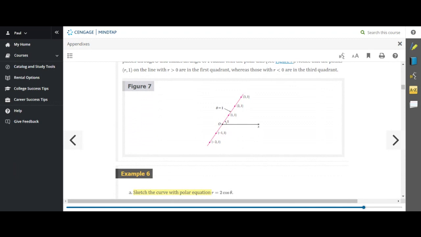Okay, every one of those points on there, and those red points, (1, 1), (2, 1), (3, 1), those are in polar coordinates. The first value is the value of the radius, but the angle theta is always equal to 1. And then going downward, you have polar coordinates (-1, 1) and (-2, 1).